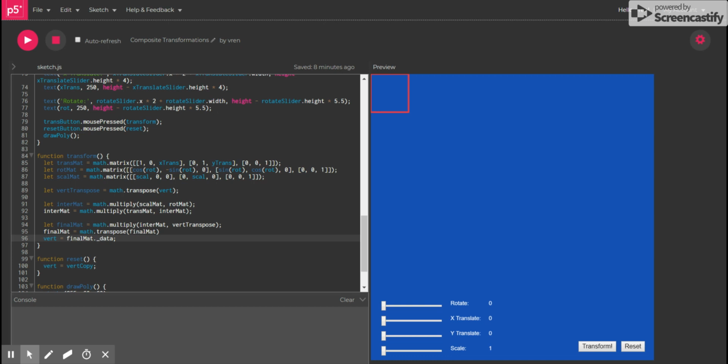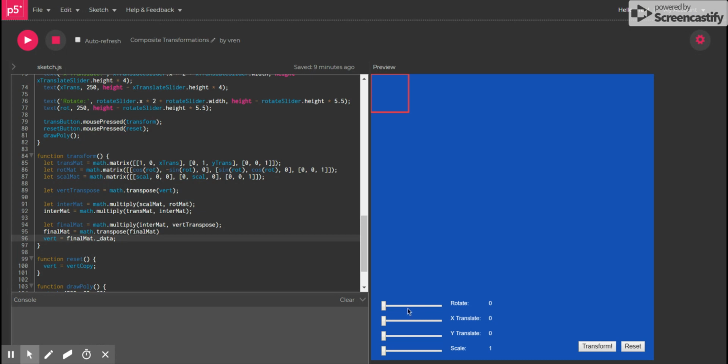Hi guys, in this video I'm going to be talking about composite transformations. So let me begin by explaining the interface setup here. I have a 600 by 600 units canvas with your polygon being drawn. Apart from that I have four sliders that correspond to three transformations that I'm going to be showing.